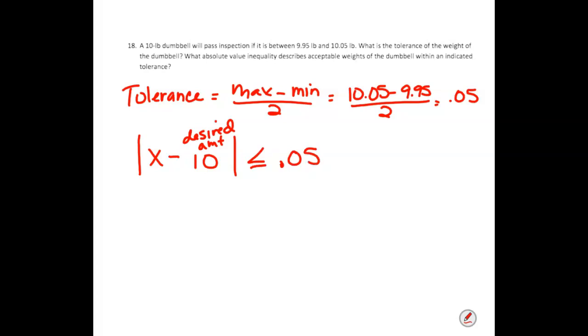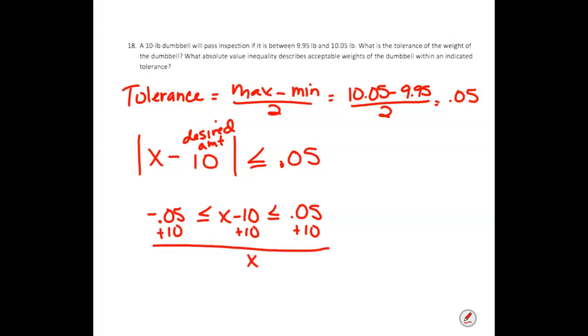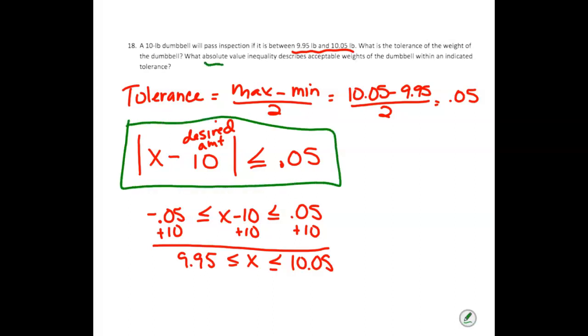Now, if we went about solving this, we would say x minus 10 because it's less than, we are putting it in between the negative version and the positive version of our answer. And when we add 10, we can see that we can be anywhere from 9.95 up to 10.05, which is what they told us in the question. Okay, so this would be your answer, your absolute value inequality that they asked for. This was just to check to see if we had it set up correctly.